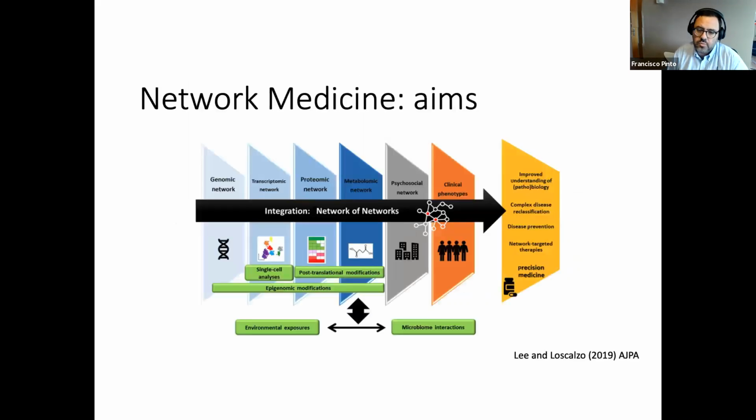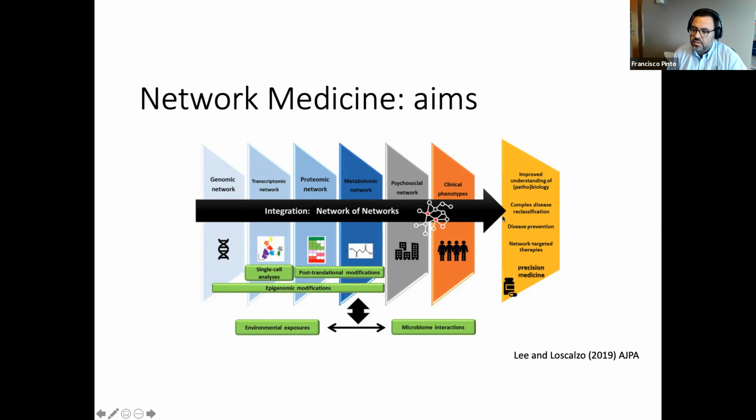So the aims of network medicine is to use the available information about transcriptomic networks, proteomic networks, metabolomic networks, but they include also here, this part of the human dynamics, where you have clinical phenotypes for populations of individuals and other external environmental factors that may affect disease. And you want to use those networks with these kinds of network algorithms to improve our understanding of the mechanism that generates the disease.